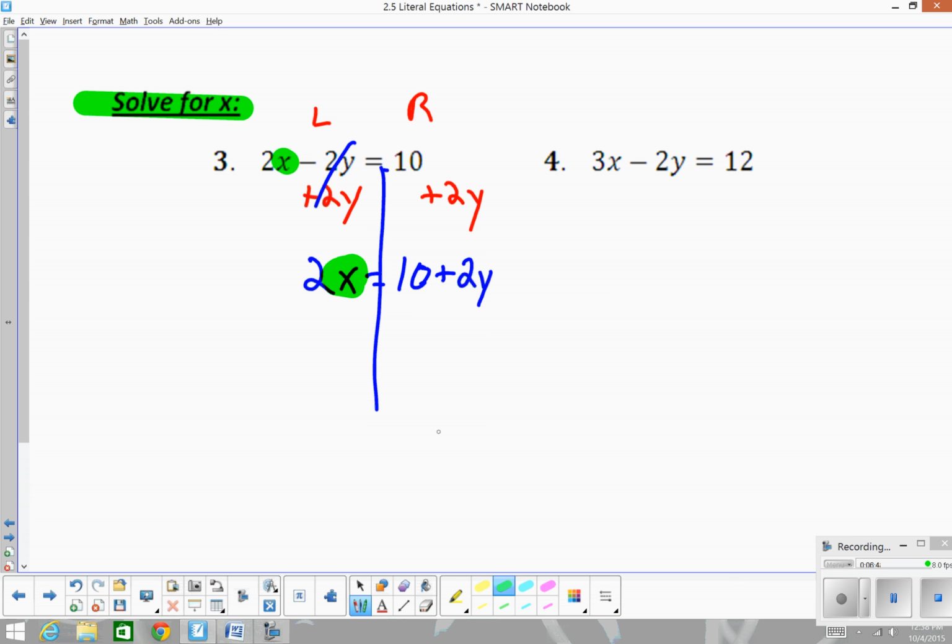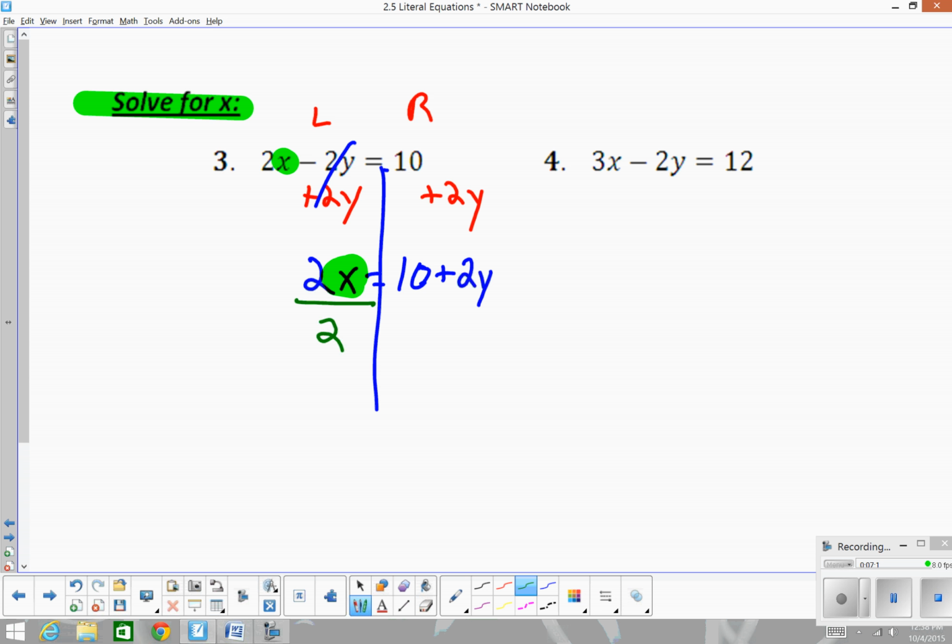So the last thing I'm going to do is get rid of this 2. But now how do I get rid of this 2? What is this 2 doing to the x? That 2 is multiplying, right? So how do I undo multiplication? I have to divide. Now if I'm going to divide by not 2x, I'm just dividing by 2. Because when I simplify, I just want x.